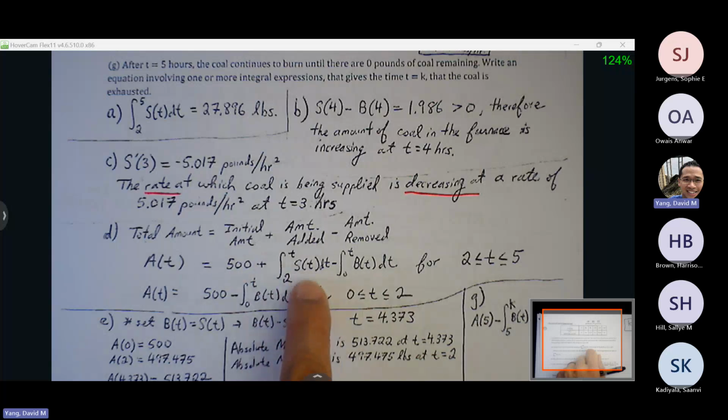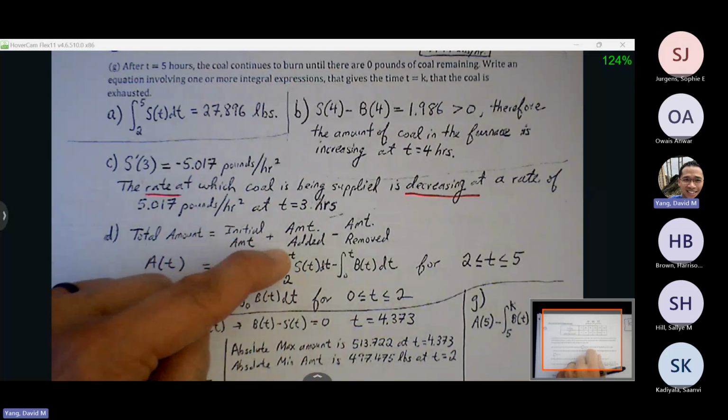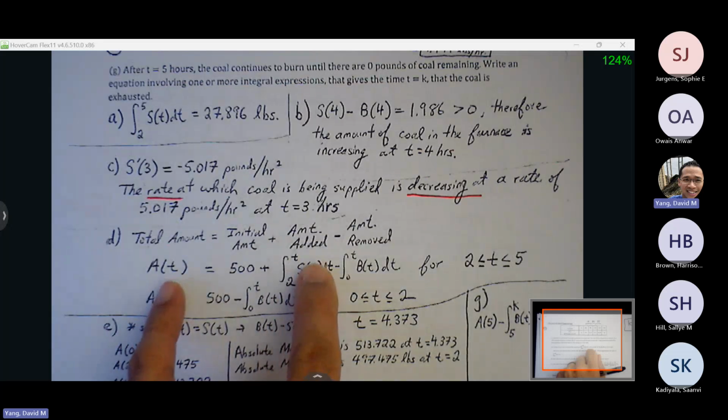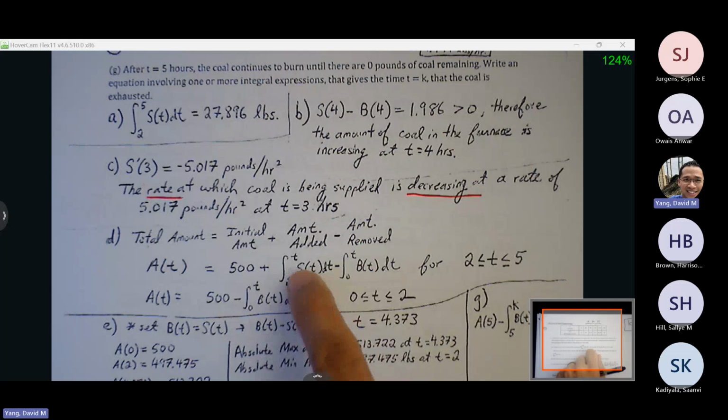We know that the amount added is between hour 2 and hour T. I mean, we go all the way to T equals 5, but we have that flexibility that allows us to find the amount at any point in time between 0 and 5 hours. And then B of T is from 0 to T, right? It's from 2 to T for amount added, since the coal is not getting added for the first 2 hours. So nothing happens with S of T from 0 to 2.